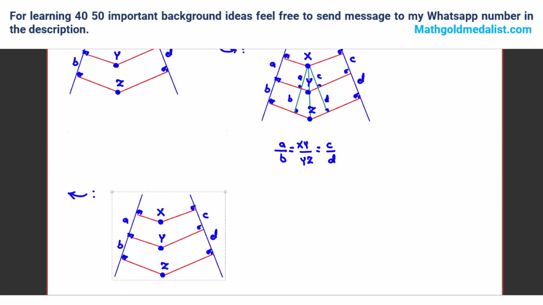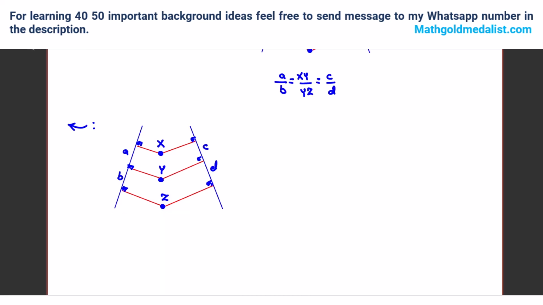Okay, suppose, for example, x, y, z are not concurrent, are not collinear, right? For example, let me change z to another point. So it is our z and it is z prime. Then what?